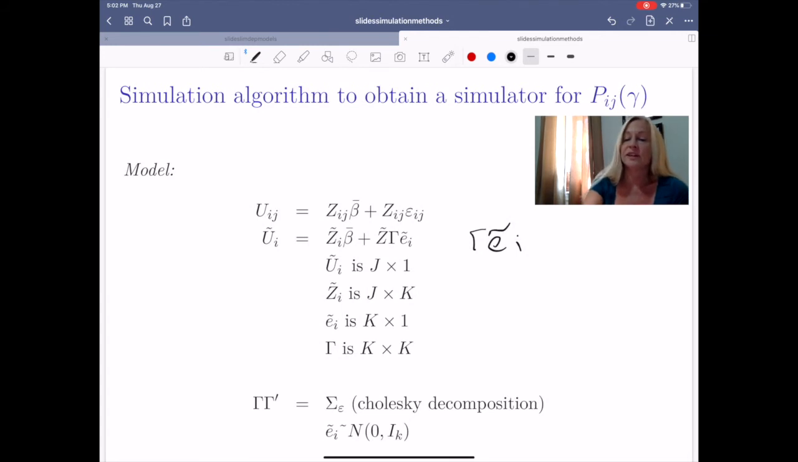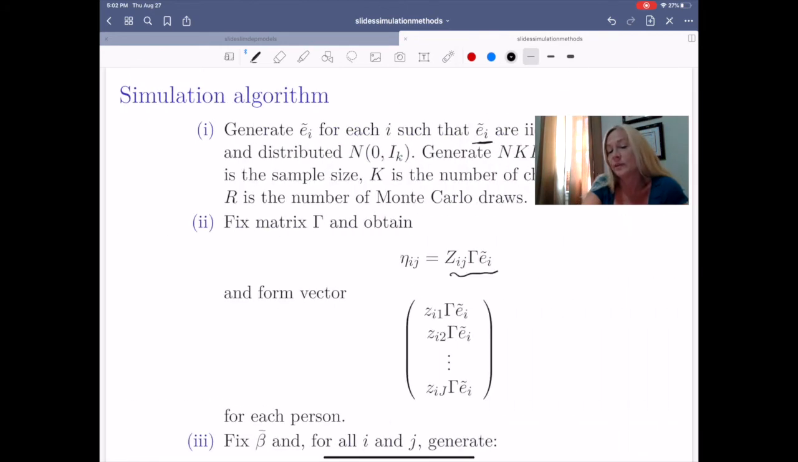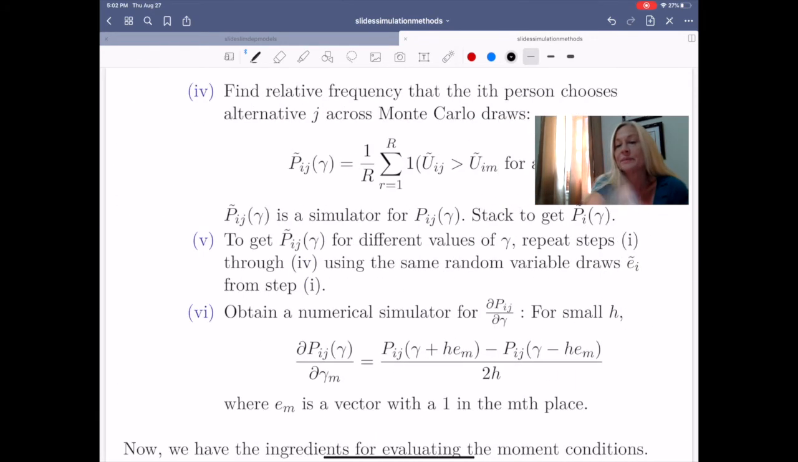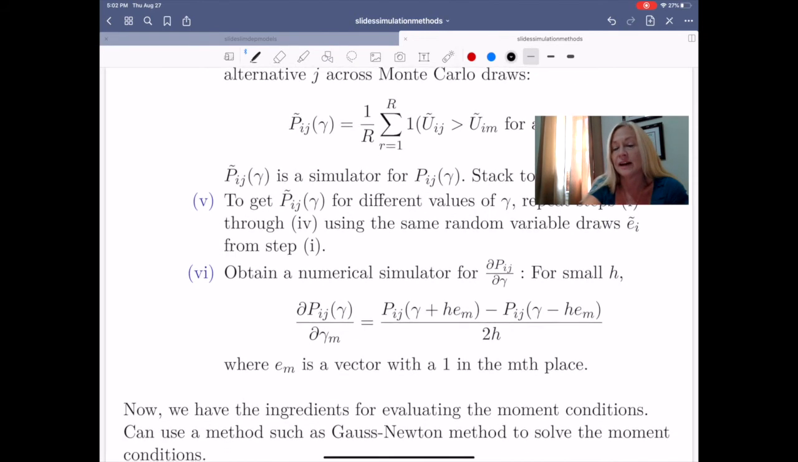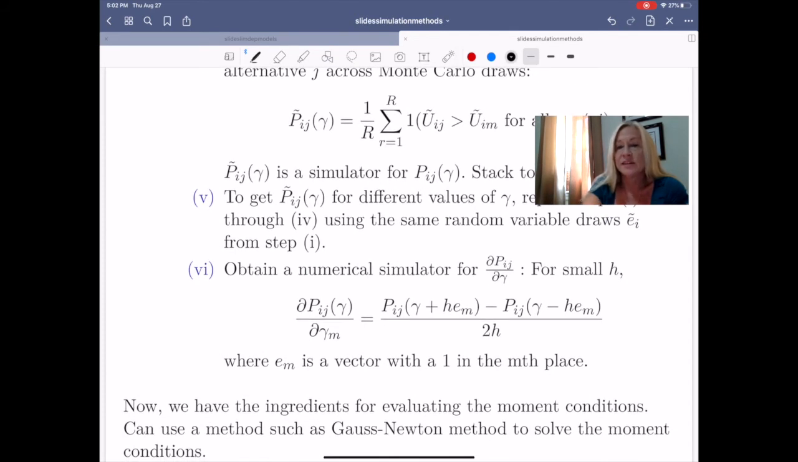The only thing is you change, the Cholesky decomposition is going to keep changing as you search over the parameter values, but you keep the E the same, because that's just normal IID. Okay, so that gives you a simulator for PIJ. We also need a simulator for the derivative of PIJ. And for that, you can do a numerical derivative. So if you have a simulator for your PIJ, you can always compute a numerical derivative and simulate the derivative. So this is the numerical derivative.